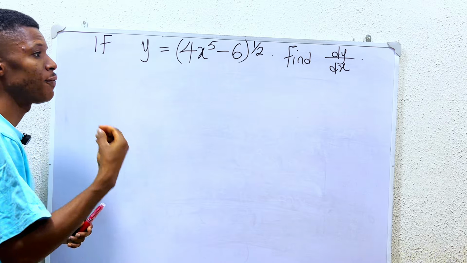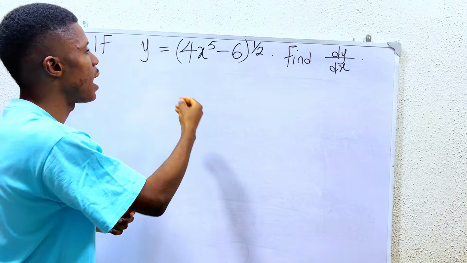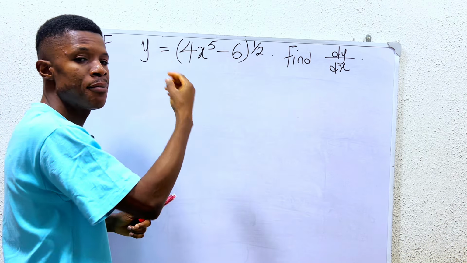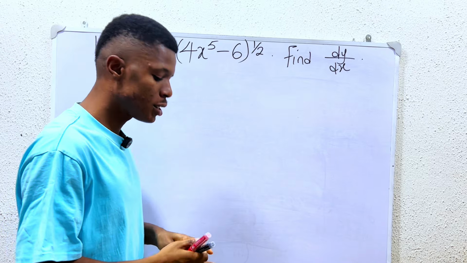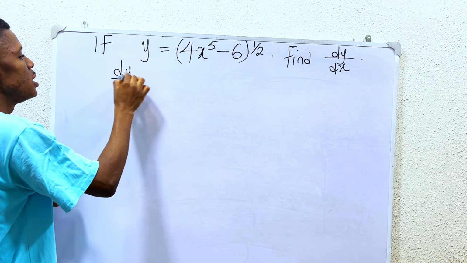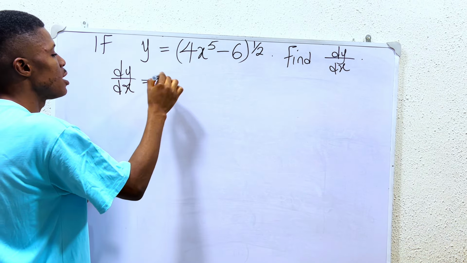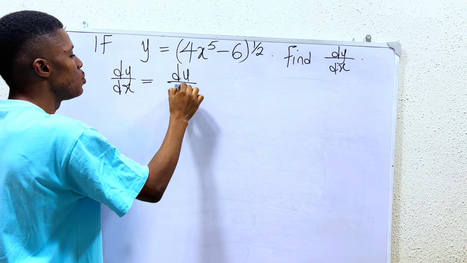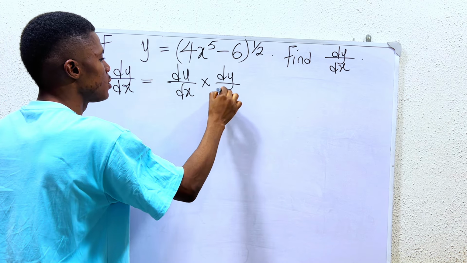Or we say function of a function. To differentiate a function like (4x^5 - 6)^(1/2), we are going to make use of the chain rule. Chain rule says that differentiating y with respect to x is equal to differentiating u with respect to x times differentiating y with respect to u.